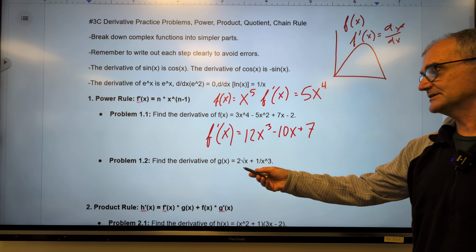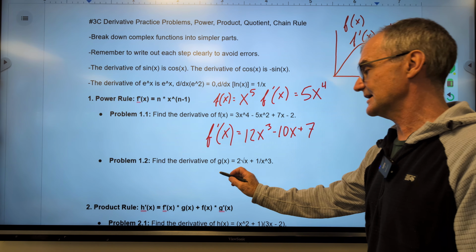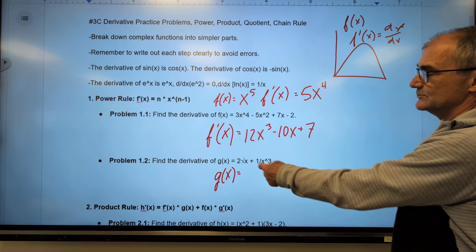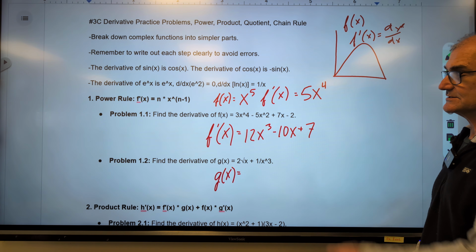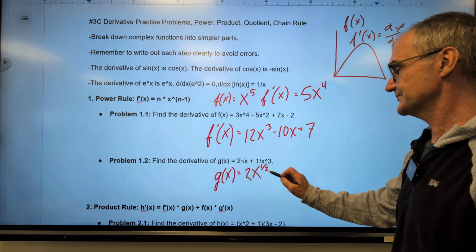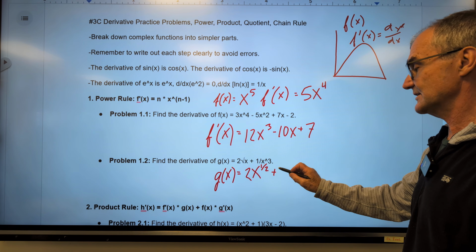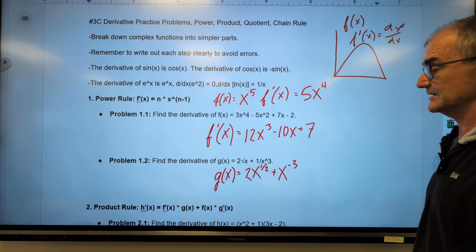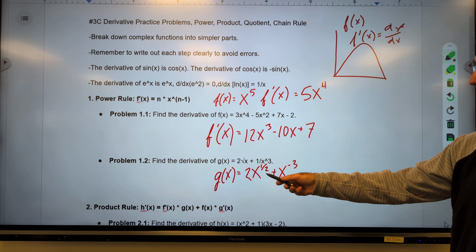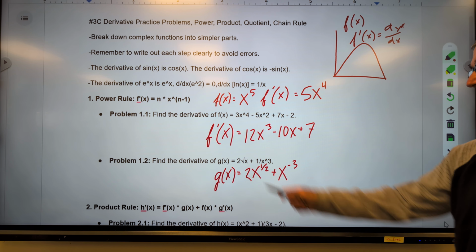This problem's a little different. In this problem right here, I'm not taking a derivative yet. I am just rewriting it. g of x is equal to 2 times radical x. Well, any radical is the same thing as a half exponent, so it's 2x to the 1/2 plus 1 over x to the 3rd, which is the same thing as x to the negative 3. So this is still my function. The only difference is now everything's in the numerator, and I have exponents instead of square roots.